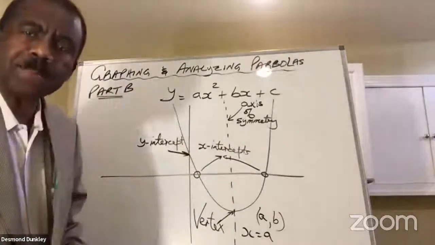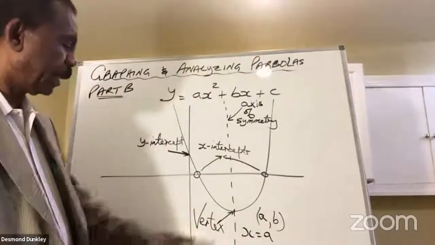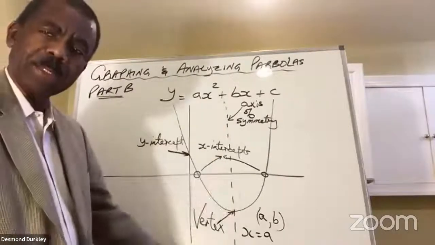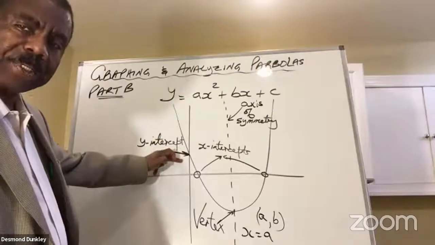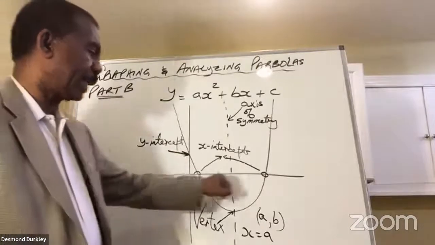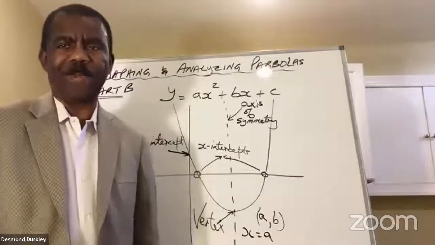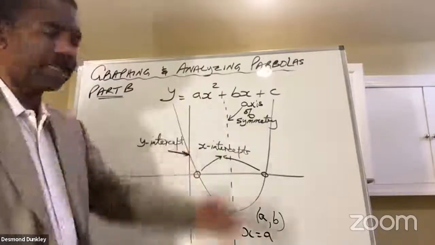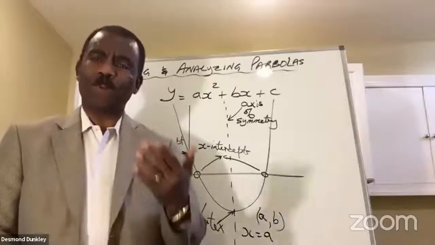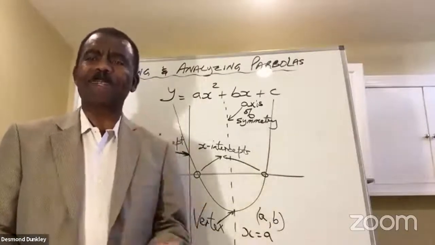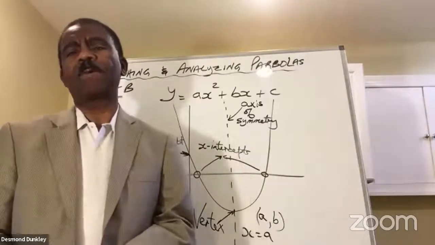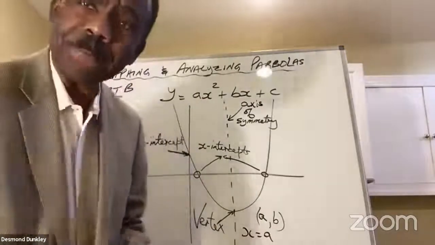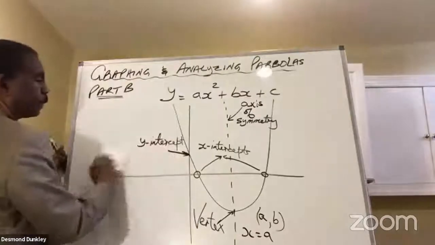So what are the key things we need to recognize? We need to recognize the vertex. We need to recognize the axis of symmetry. We need to recognize the Y-intercept. We need to recognize the X-intercepts. Okay? Quite a few things. But if you know these things, you're going to be able to graph the equation of a parabola. You can graph any parabola that you're given. So let's look at a couple of examples now then.